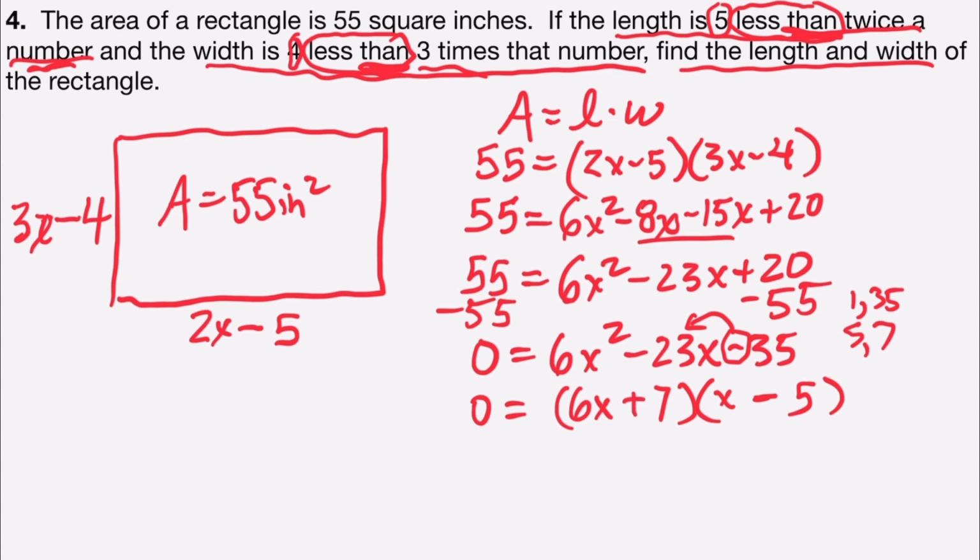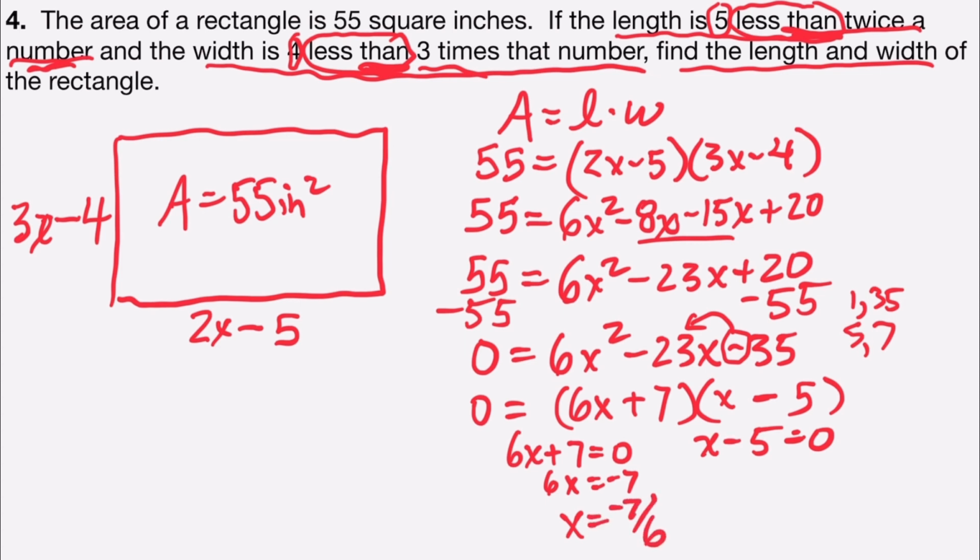Now I'm going to set each factor equal to 0. 6x plus 7 equals 0, and x minus 5 equals 0. Just like the last problems, I'm going to subtract 7 from both sides and divide by 6 and find out that I get a negative distance, which we can't have in real-world application problems like this. For my other factor, I'm going to add 5 to both sides and find out that x equals 5.